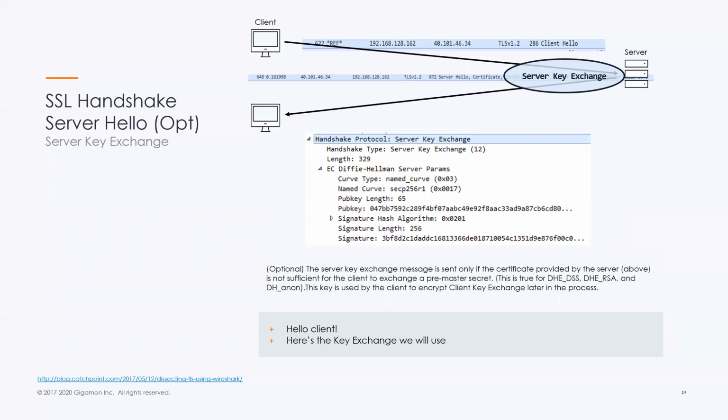Then an optional piece of the server hello is the server key exchange. It's only sent if the certificate provided by the server isn't sufficient for the client to exchange a pre-master secret. So in most cases, this does not happen. But for DHE-DSS, DHE-RSA, and DH Anonymous, there's not enough entropy to generate keys, so the server sends its server key.